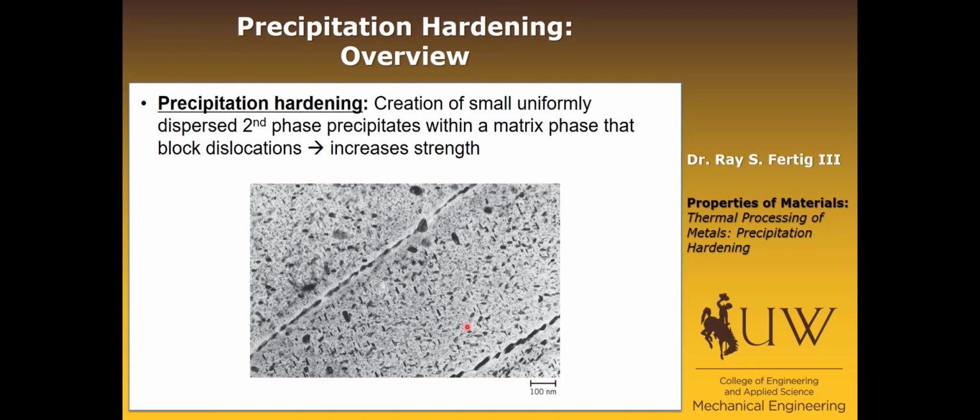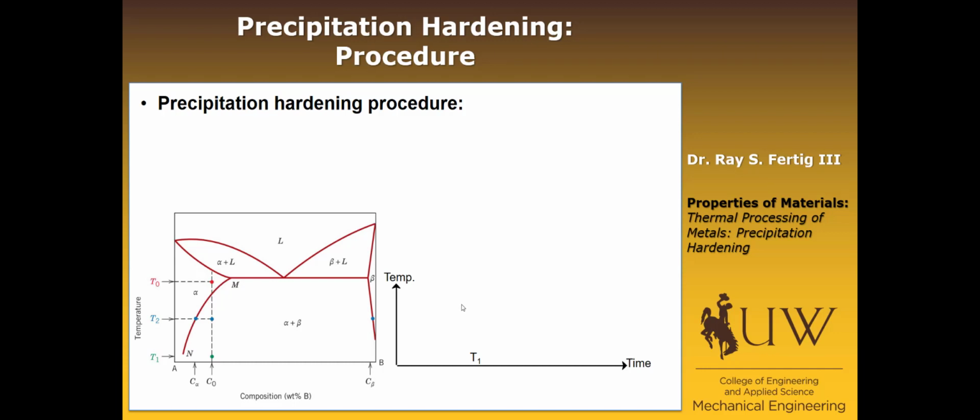What I'm showing you here is a micrograph of an aluminum alloy, and you can see that there are these dark particles. These are second phase particles that have precipitated out of the lighter colored matrix, and those particles will serve to, like I say, block dislocations and enhance the strength of the metal. So what we want to talk about now is how do we achieve this sort of microstructure.